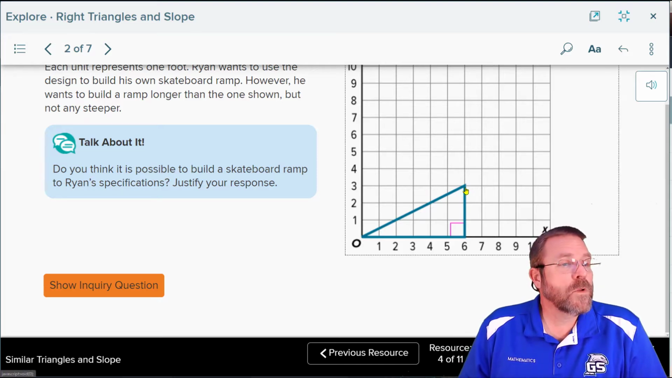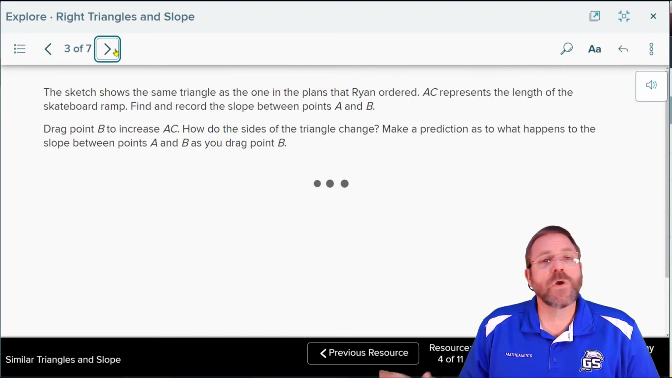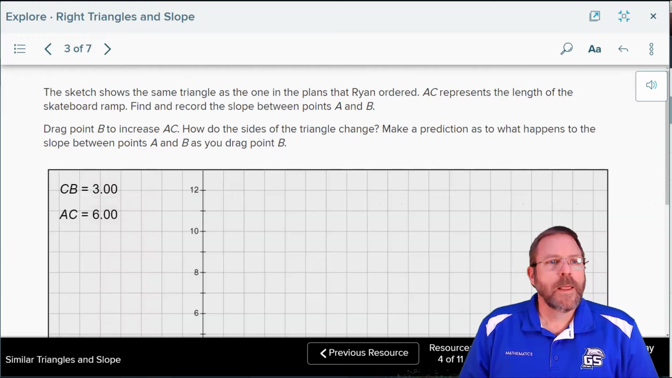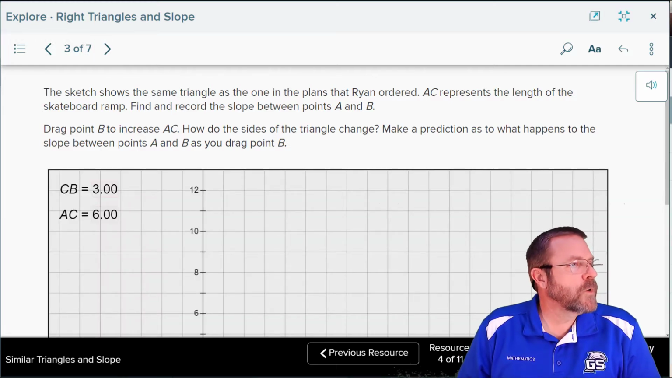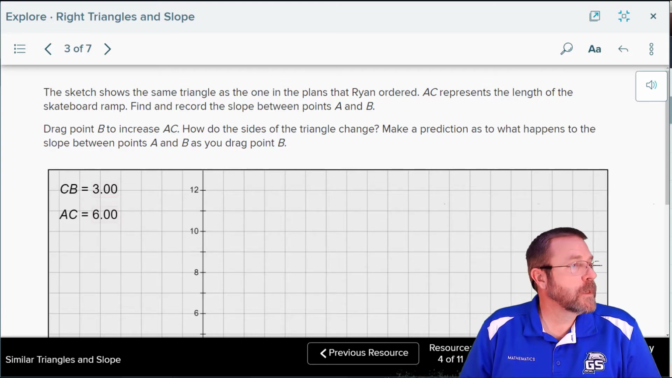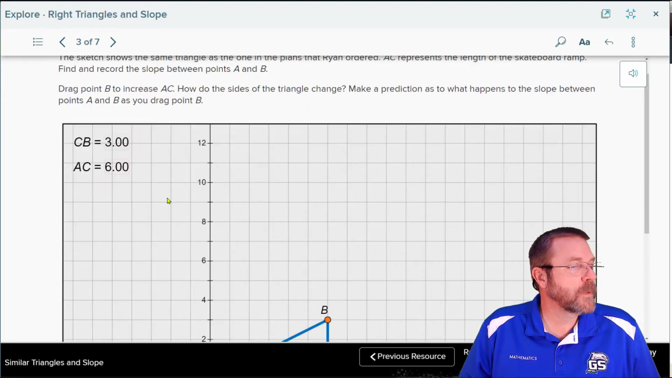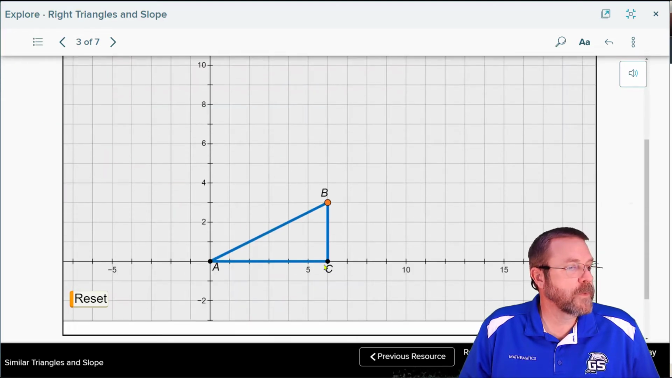Absolutely, because all you have to do is continue this line out going this direction. It can be longer, it's going to be higher, but it's not going to be steeper because the slope is going to remain the same. Now, this sketch shows the same triangle as one of the plans that Ryan ordered. AC represents the length of the skateboard ramp. So take a look here. AC is going to be the length of the skateboard ramp. That's going to be this distance right here.